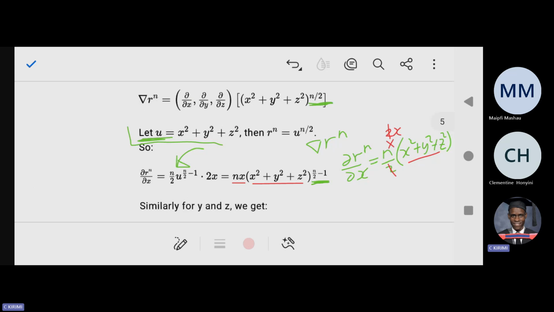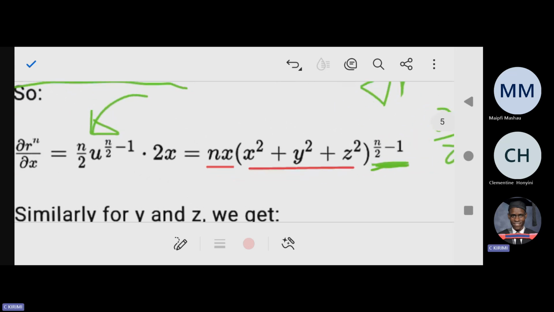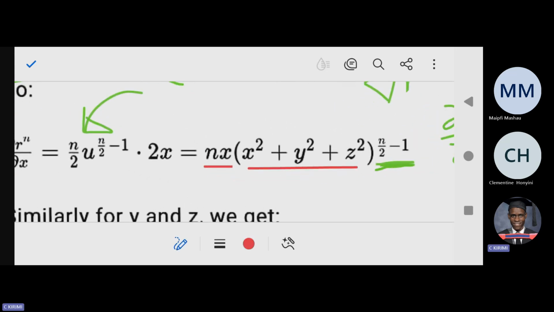What about if you differentiate the partial derivative of r to the power n with respect to y? What do you think? How is it going to change? If you are differentiating with respect to y, you are simply going to come here and say it's going to be n what?